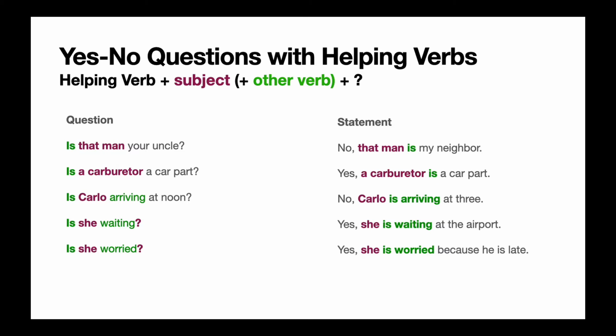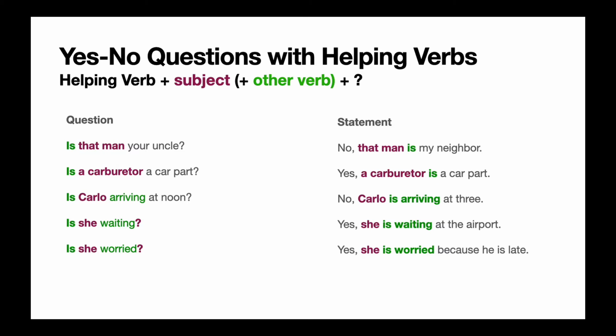In this first example, is, the be verb, is the main verb, so we don't need to use another verb. This is different from a regular statement, or the answer, which would be, no, that man is my neighbor. In these answers, the subject comes before the verb.